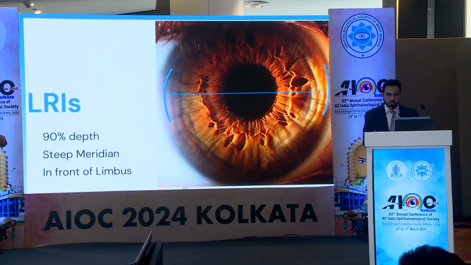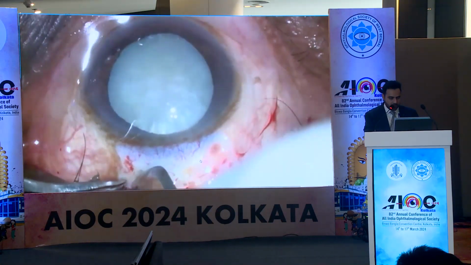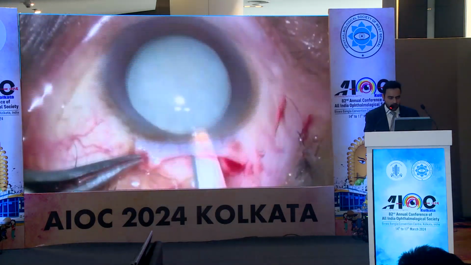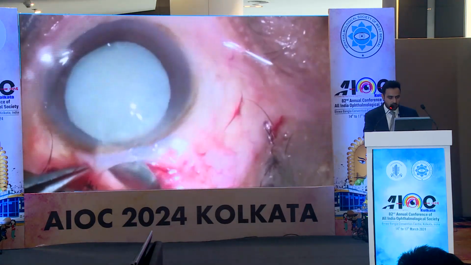So the other thing is going for a limbal relaxing incision. Usually a 90% depth is there in these incisions, and it is just given in front of the limbus. And it should always be given on the steeper meridian, as we've talked about. So this is a case where we gave limbal relaxing incision just to cancel out the incision that we made. So a superior incision is being made. We usually make the tunnel, but we do not enter the anterior chamber right now.